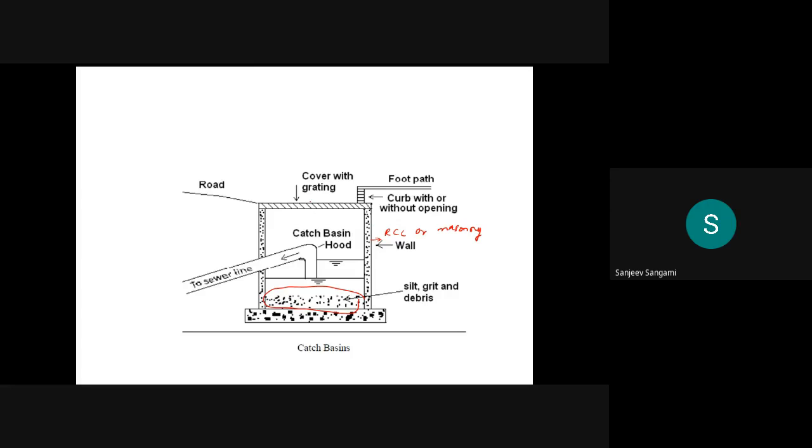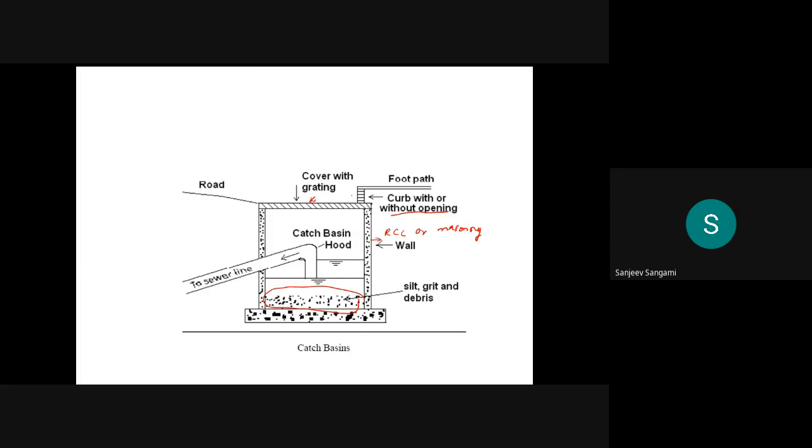Then here, gratings will normally be provided so that unwanted material does not enter this section. And this we can call the curb. You already know that in highway engineering, along the highway, the raised edge above the road is nothing but the curb.